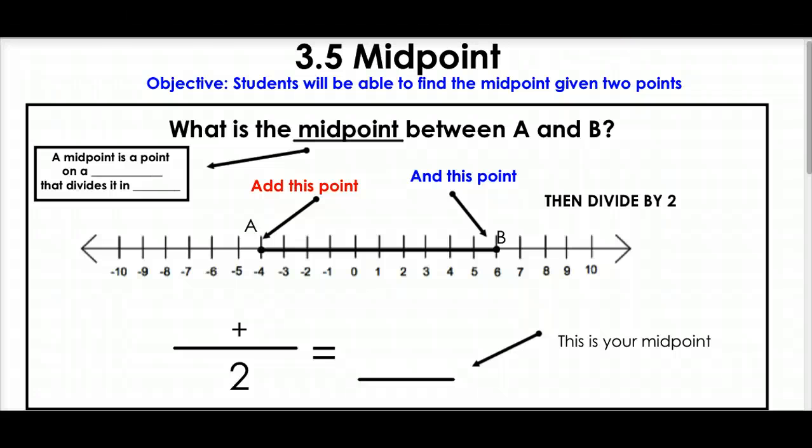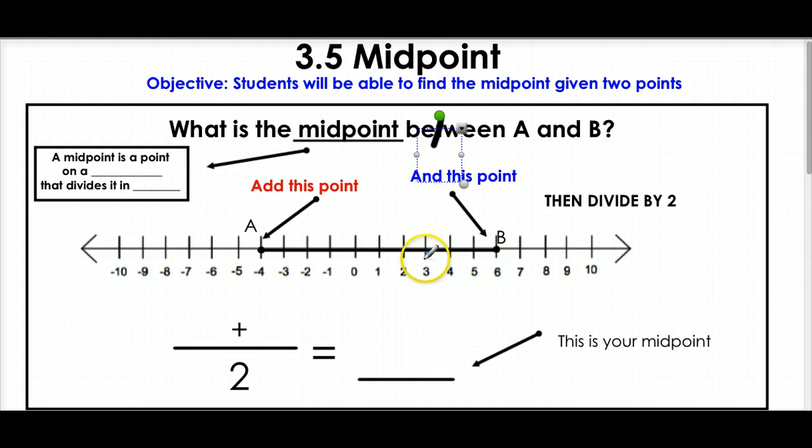Lesson 3.5, Midpoint Is. Our objective is for you, the student, to be able to find the midpoint given 2 points. I think you can do it. Let's start with a practice problem. What I'm asking you right now is, what is the midpoint between A and B, here and here? Now, we should probably remind ourselves what a midpoint is.